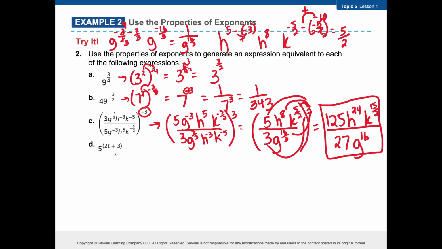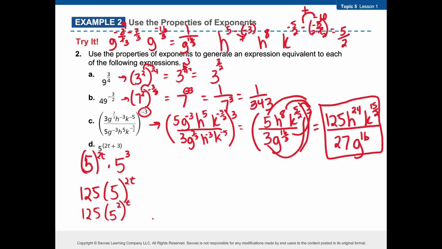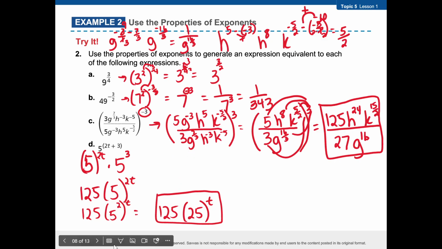And then letter D, simplify that. So again, what would cause adding exponents would be multiplying the same base. So 5 to the 2t power times 5 to the 3rd power. The only one I can simplify here is 5 to the 3rd power, which would be 125, times 5 to the 2t power. Then power to a power, you end up multiplying. So I can separate the 2 and the t. And then 5 squared would be 25. And the t stays there, and nothing else I would be able to do with this problem.